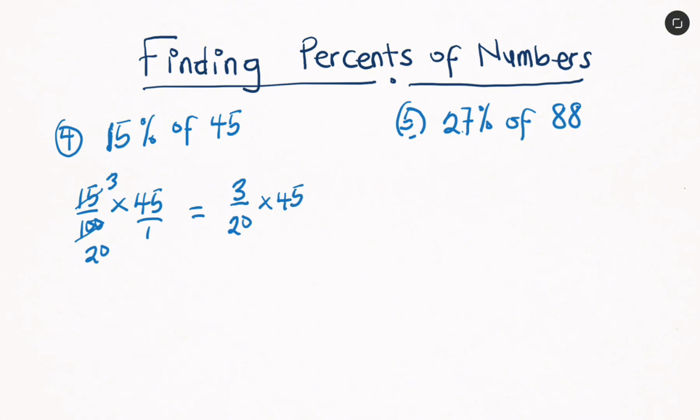But then again, we ask ourselves, is there any way we can break this further? Yes. 5 can still go into 20 4 times, and then it will go into 45 9 times. Okay, so we have now 3 over 4 multiplied by 9 over 1. So from here, we can cancel any further. So we have 3 multiplied by 9, that will give me 27. Then divided by 4 multiplied by 1 will give me 4. So now 27 divided by 4 will give me my answer, which is 6.75 as my answer.